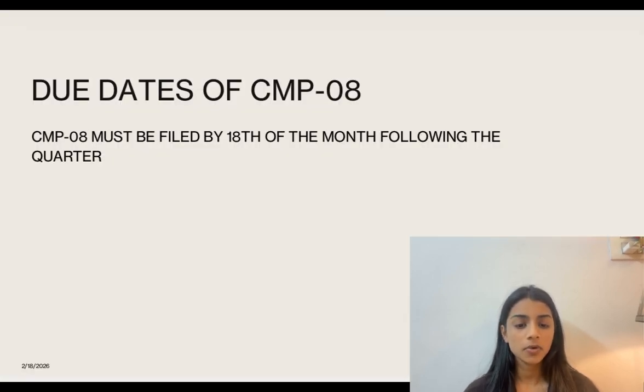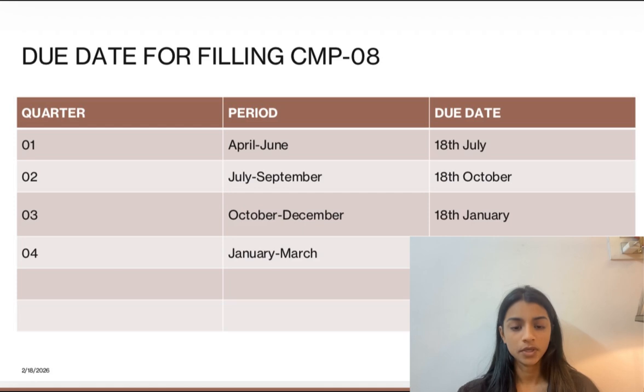Now, I'll be talking about the due dates of CMP-8. They must be filed by the 18th of the month following the quarter. Here is a chart. As you know, there are 4 quarters. Quarter number 1, the period starts from April to June, and the due date is 18th July of the next month. Quarter number 2 is July to September, quarter number 3 is October to December, and quarter number 4 is January to March. And as you can see, the due dates are the 18th of the month following every quarter.